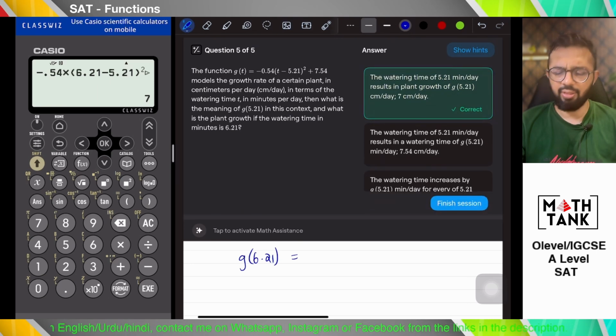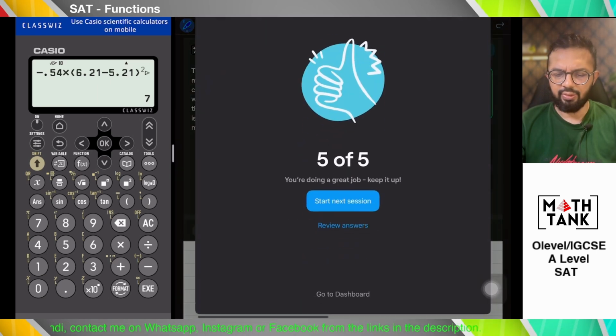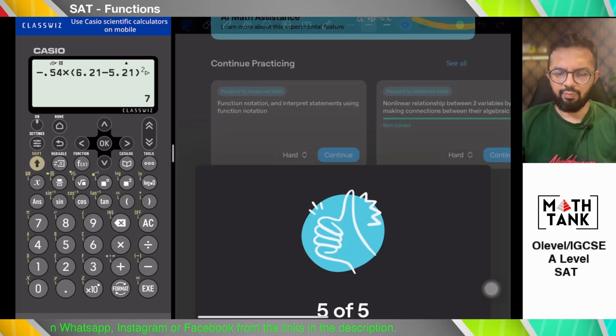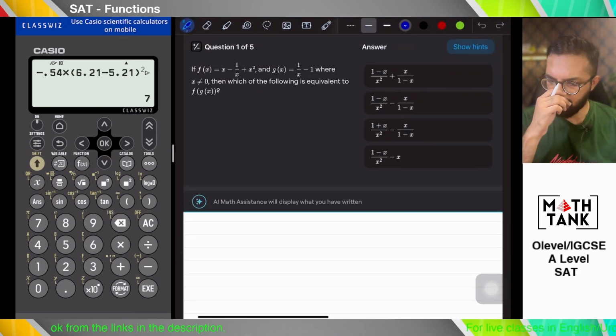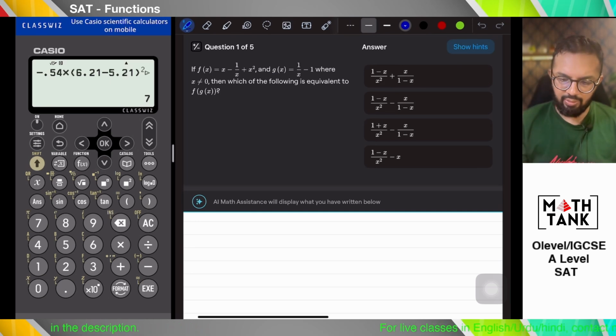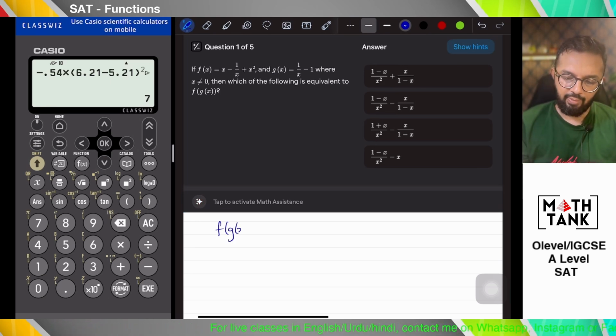Okay, very complicated in terms of how it's written. That's the correct answer. Let's see if we have more hard questions. Yes, we do. Let's do this. It's more complicated than the rest. The following is equivalent to f of g of x. So f of g of x. So I'm replacing g of x minus 1 over g of x.